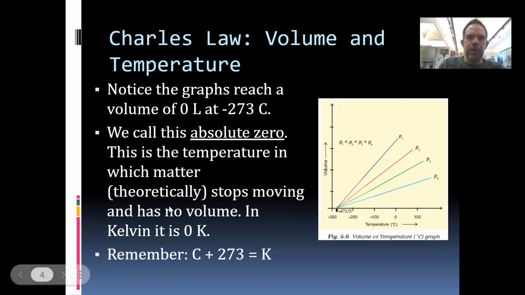So in Kelvin, 0 K is absolute zero. For this law to work, you need to convert Celsius into Kelvin.